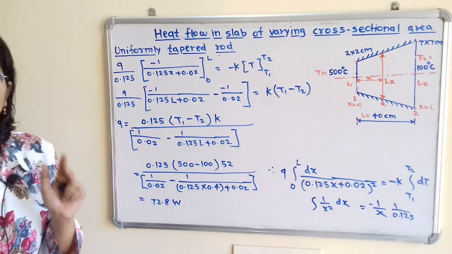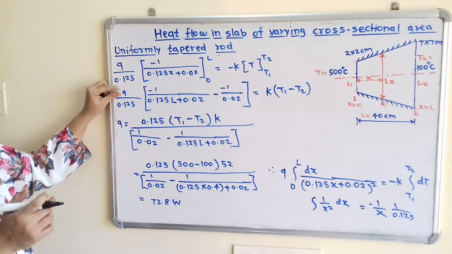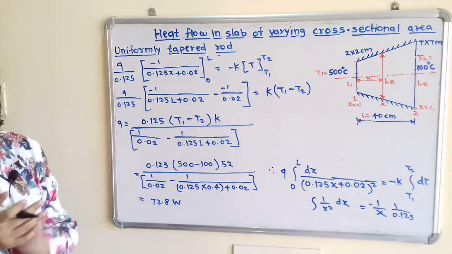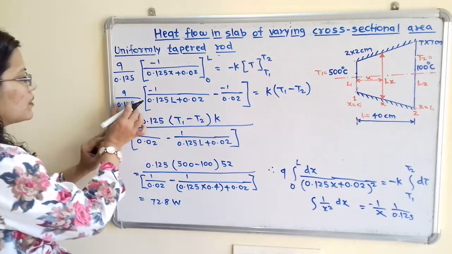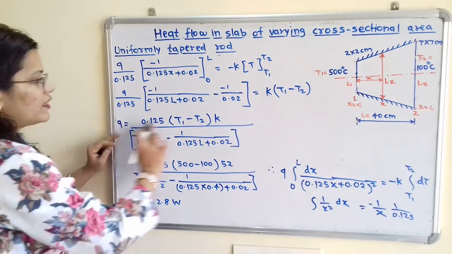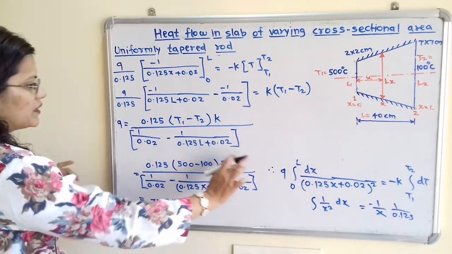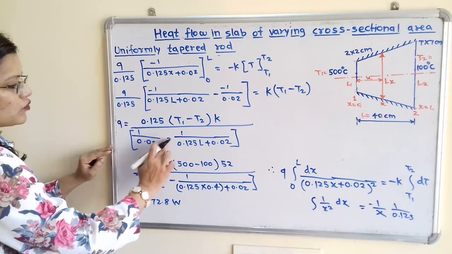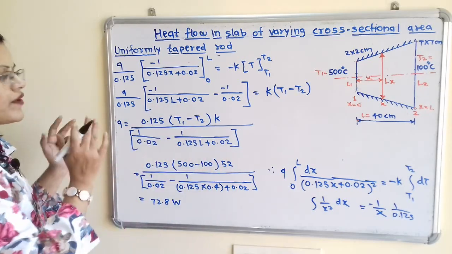Now we have to find out the rate of heat flow Q. So only one unknown term is there, Q. We have to shift all the terms to the right hand side. So here this k into t1 minus t2 multiplied by this 0.125 divided by, we have to transfer this whole bracket to the denominator. So here this plus 1 divided by 0.02 minus 1 divided by, we have to take this as it is.